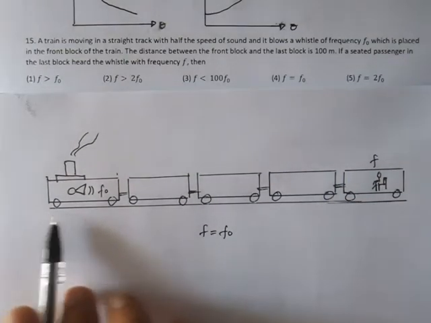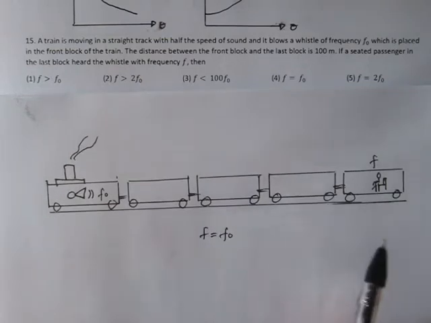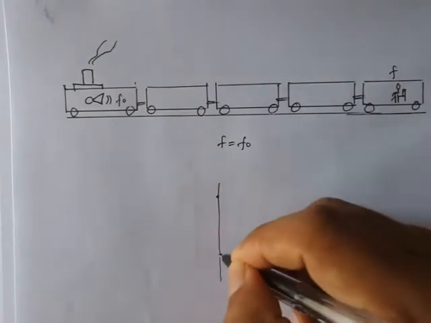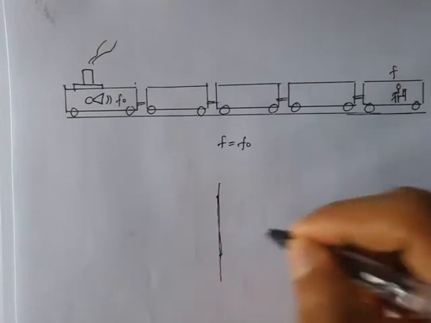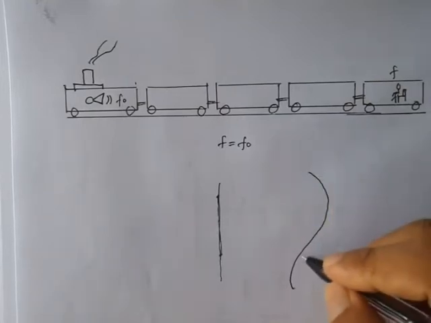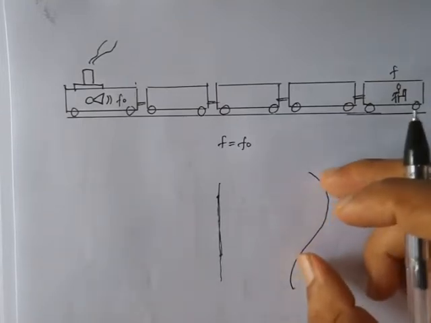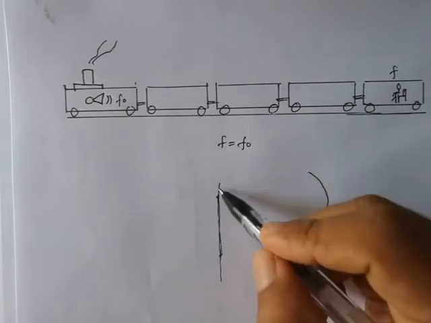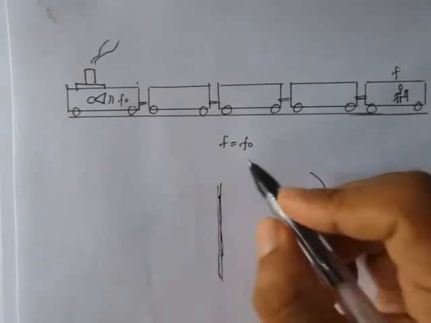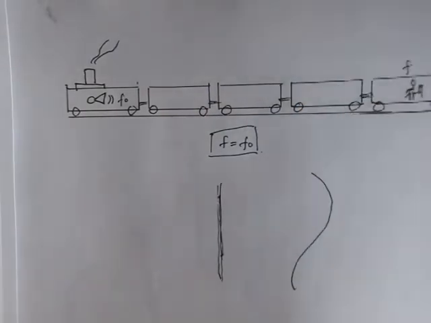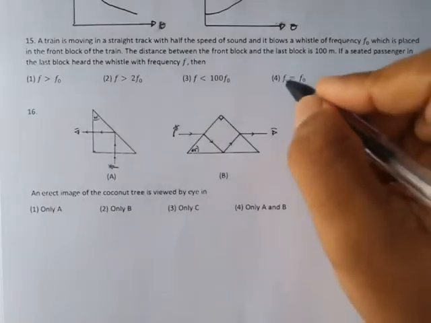Also I said that it's moving in a straight track. The purpose of that is, if I consider a straight track, then the distance between these two remains the same. If for example the train is moving along a curved path, the distance between source and observer will change, so there will be a small relative motion. To avoid that, I said that the train is moving in a straight track. Okay, so the apparent frequency is the same as the source frequency. So the answer is the fourth one.